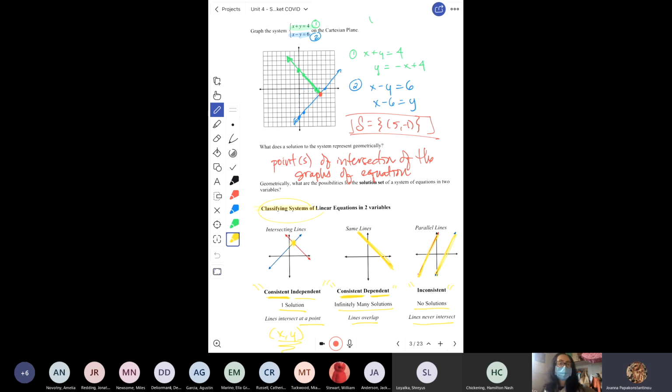Any questions on this so far? Yes. If I ask, classify the system, you would say consistent, independent, consistent, dependent, or inconsistent. If I say state the number of solutions, one solution, infinitely many solutions, or no solution. If a solution exists and it's one solution, you have to state the point. If there are infinitely many solutions, we're going to talk about how to state the solution set. And if there's no solution, well, there's no solution to state.